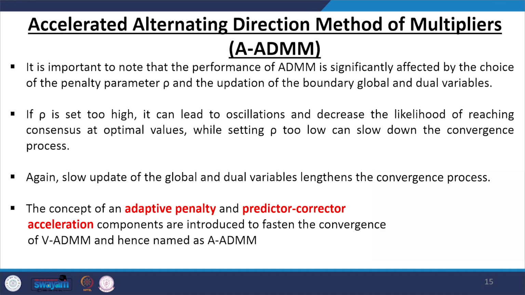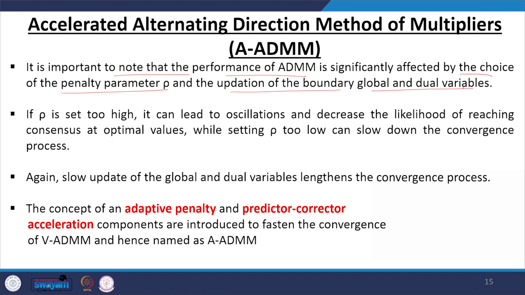Now, we will see the accelerated A-ADMM, because this process that we have seen as the vanilla A-ADMM is a very slow process. You need multiple iterations to converge to the consensus. Sometimes it takes a huge number of iterations, more than 100, more than 200, 300 iterations depending upon the size of the network. So, you have to make it faster by tuning a few parameters. It is important to note that the performance of A-ADMM is significantly affected by the choice of the penalty parameter that I told before as well, that your penalty parameter will control the convergence speed of your A-ADMM algorithm and the updation of the boundary variables and the dual variables.